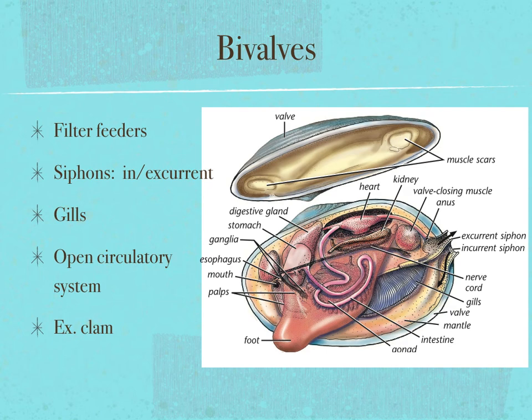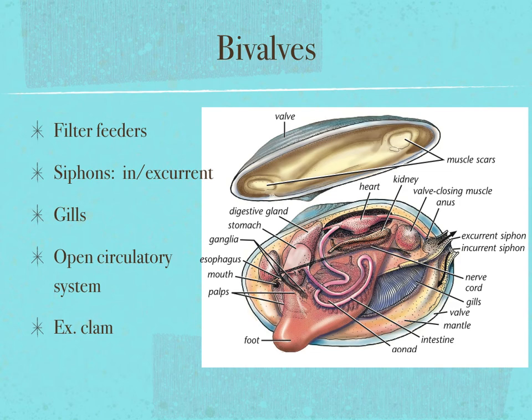gills. As the water goes past their gills, notice they have a mouth, an esophagus, a stomach, and a digestive gland. The plankton and other sediment go in through their mouth, and they literally filter out plankton from their water. The water goes out their excurrent siphon. Of course, you can see they have an anus there.